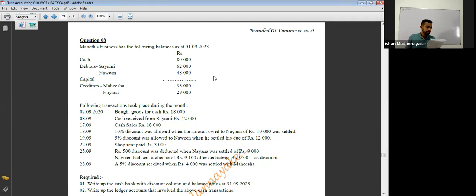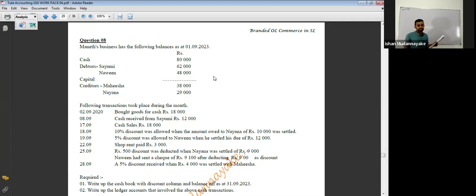Then the following transactions took place during the month. Here you need to prepare a cash book with discount columns and then 11 ledger accounts. I think last time I informed you to prepare the trial balance also. Is it correct? Yes, sir. We will prepare the trial balance as well. Students, trial balance is chapter 11.